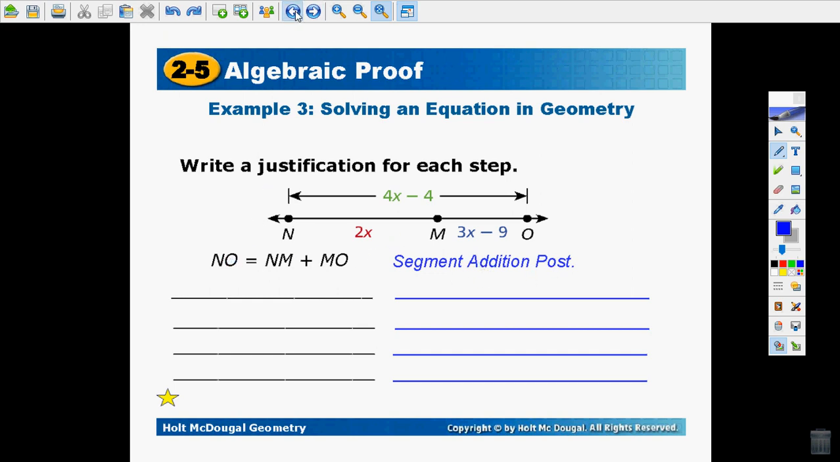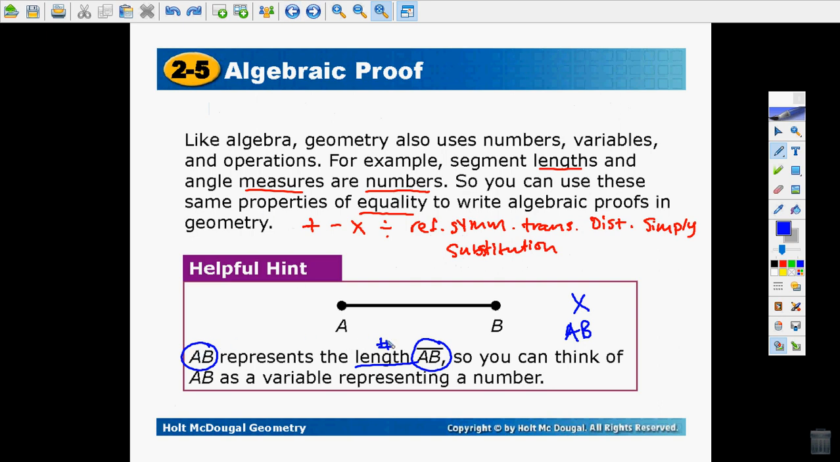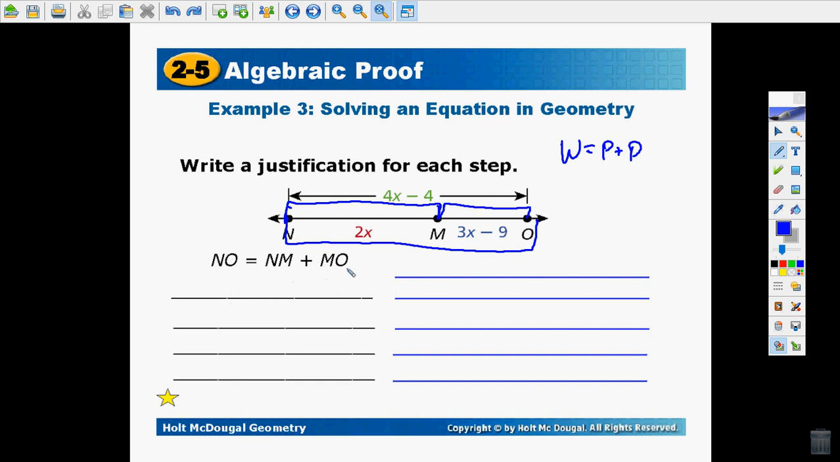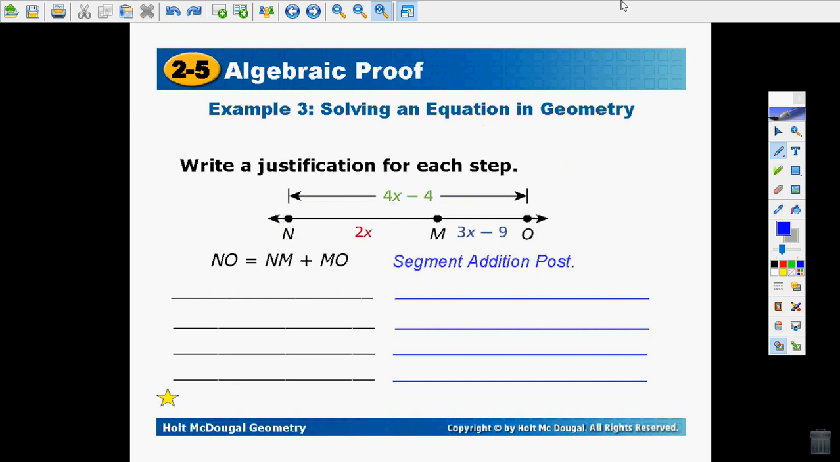Okay, well, if you remember the hint in the step before, AB represents a number, right? So I have NO, NM, and MO. They don't have hats on them, so they're representing a length. So let's fill in here those lengths. What is NO? Here it is. NO is represented by the length 4x minus 4. Okay, so I put that in place of NO, then I just put my equal sign. NM is represented by the piece 2x. And MO is represented by 3x minus 9.